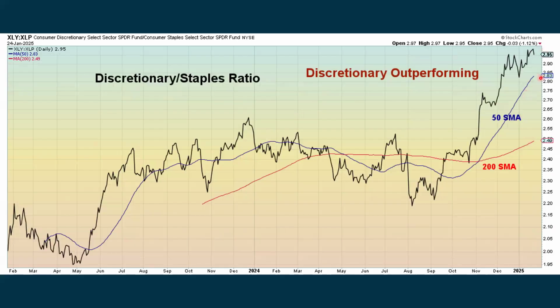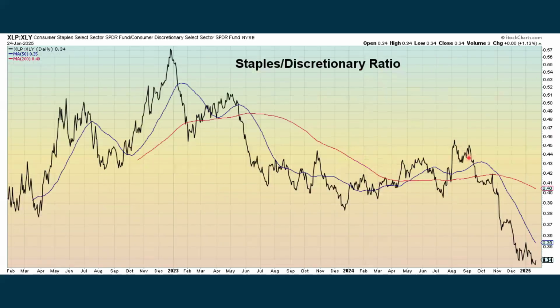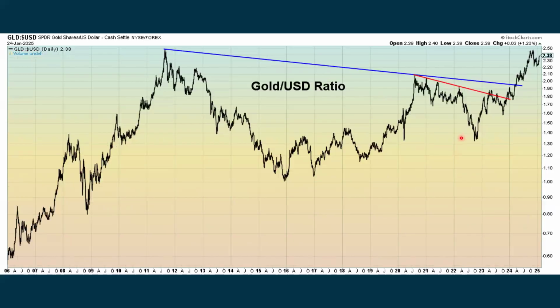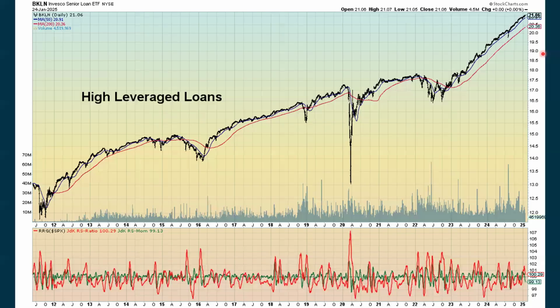Discretionary doing quite well when compared to staples. Staples underperforming discretionary here. The gold to S&P ratio still continues to pretty much go sideways, as both have been doing quite well. Neither one is really outperforming the other right now. And gold is outperforming the US dollar, even though the dollar had been strong. That's why we were seeing the ratio coming down. But now, as the dollar's been under some recent weakness, gold is at least holding up. And that's why this ratio is starting to go back up.